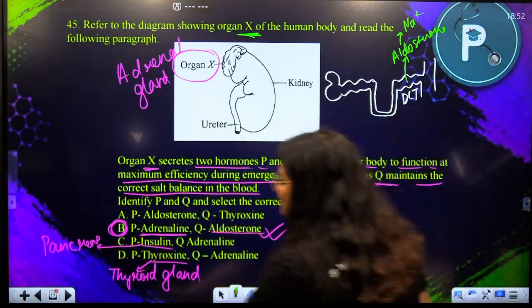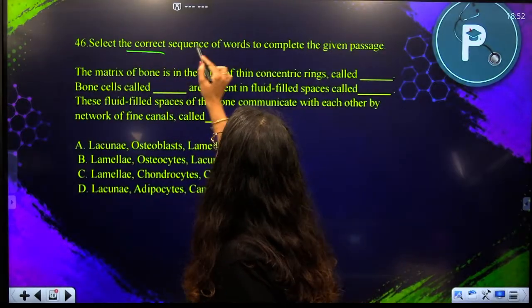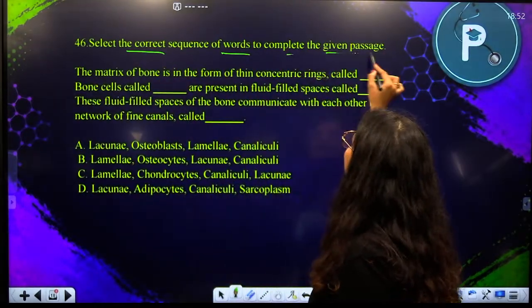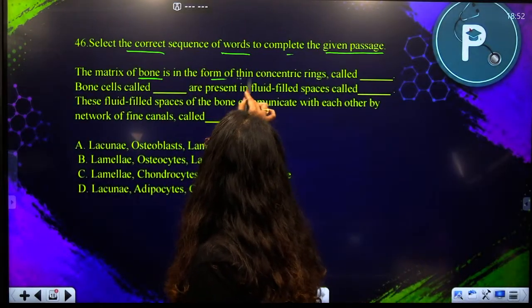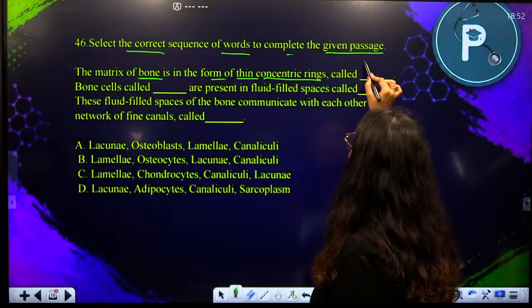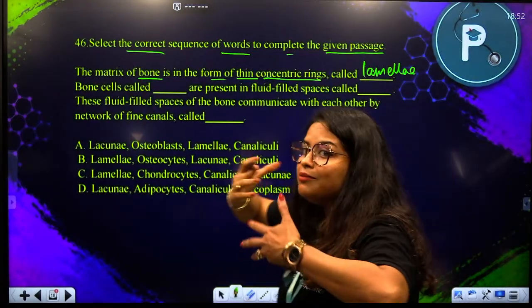Moving on to question number 46. Select the correct sequence of words to complete the given passage. The matrix of bone is in the form of thin concentric rings called lamellae. We call it lamellae. The word lamellae means layer.